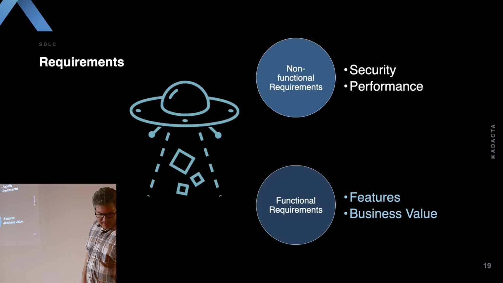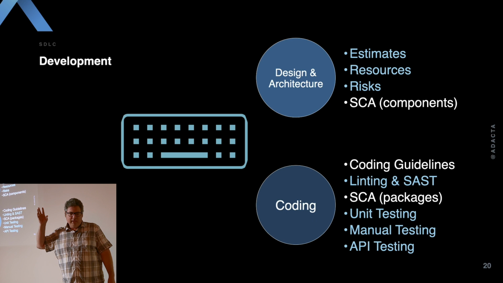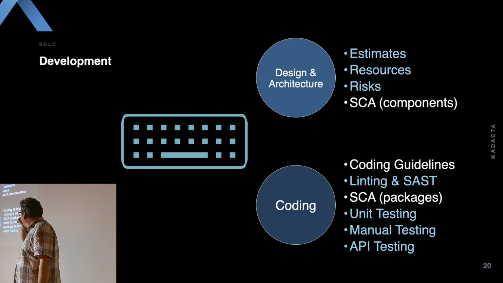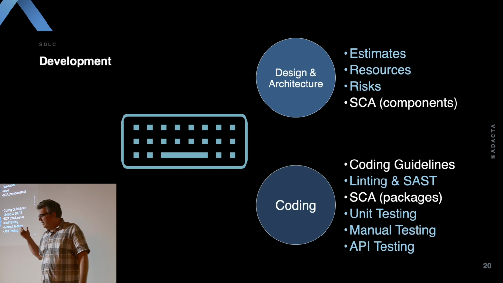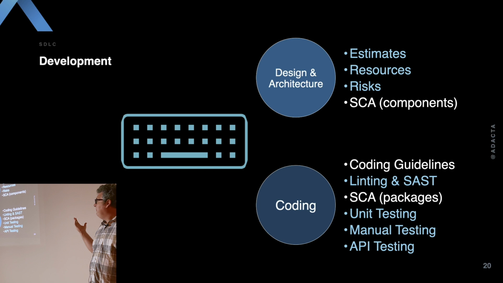When development starts, you have the design and architecture section where we have estimated resources, risk, and stuff. We are also trying to introduce software composition analysis, where we look at the components being used by the system, estimate the same things, and look at what risk this brings. For instance, the components we are advising our customers to use are an SQL database and an Oracle database. And what risk and benefits do those bring?